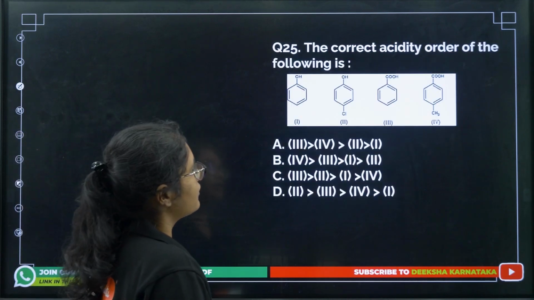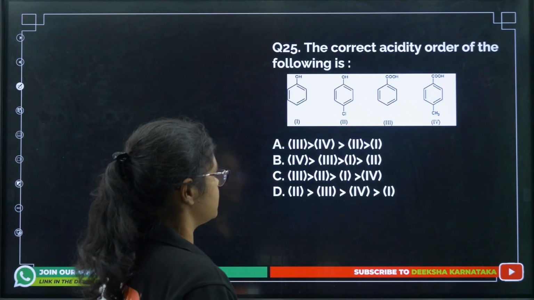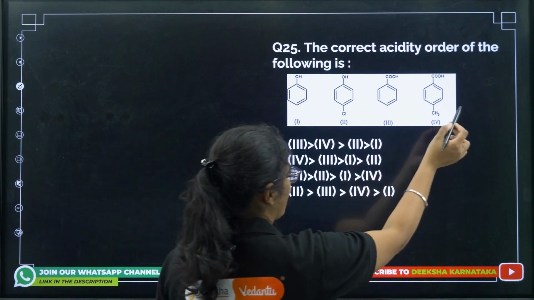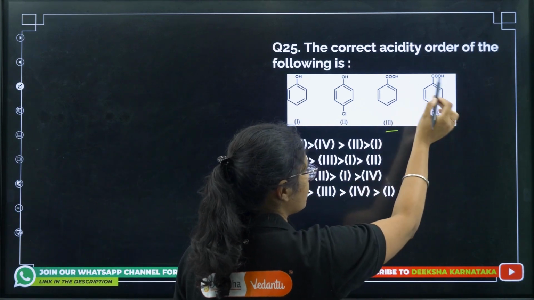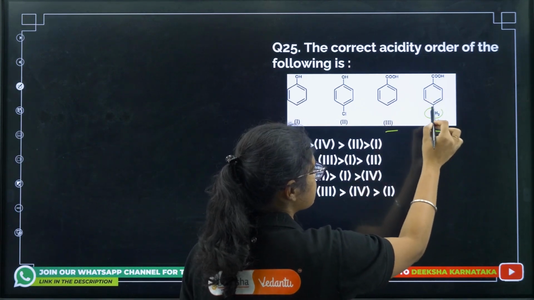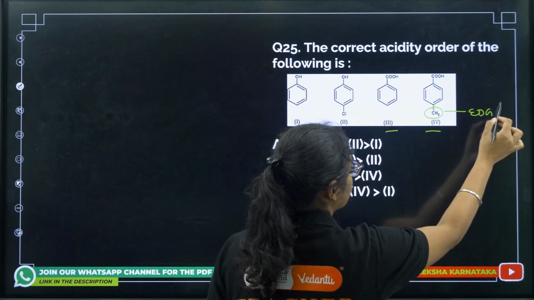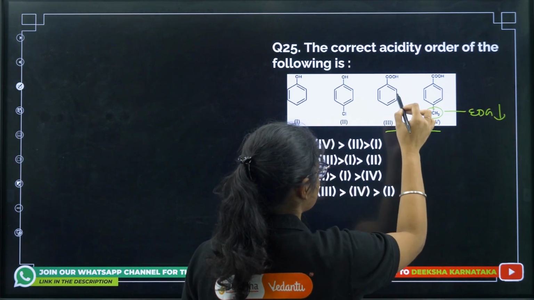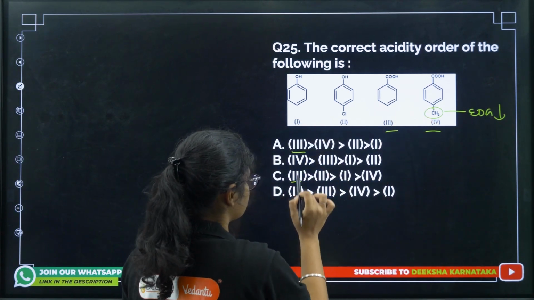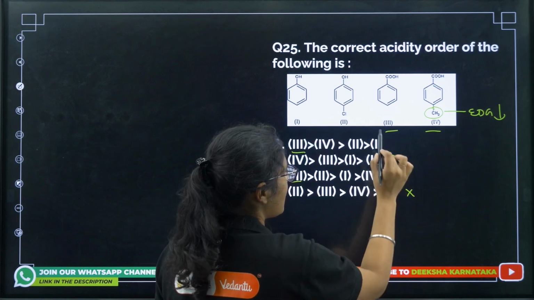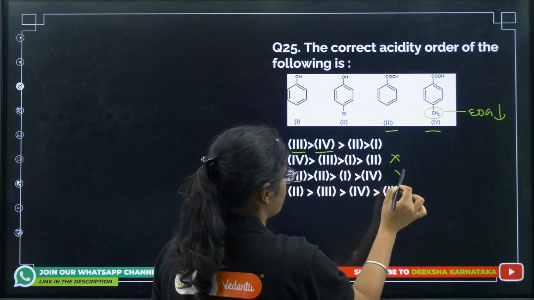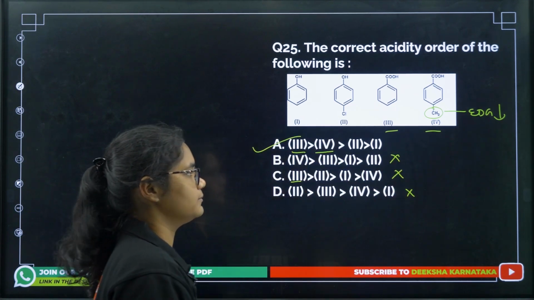Next, the correct order of acidity of the following compounds. Acidity. So if you see, first of all, acids will be more acidic than alcohols, and out of this, there is an electron donating group, so it decreases the acidity. So that is why 3 will be highly acidic. So you have these two options, you can eliminate these two. After 3, 4 will come, so we can eliminate this also. Correct answer is option number A.